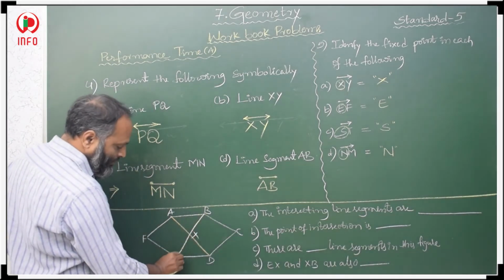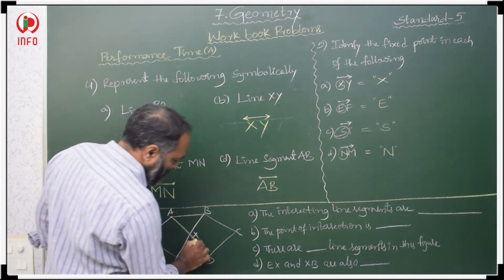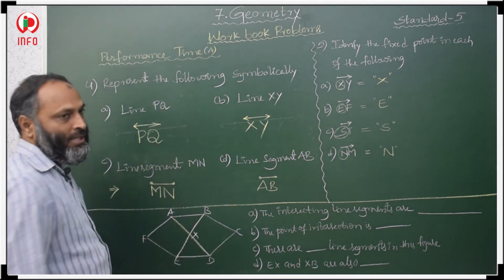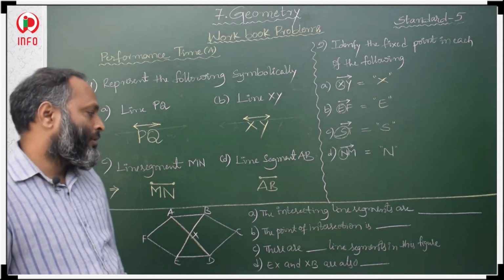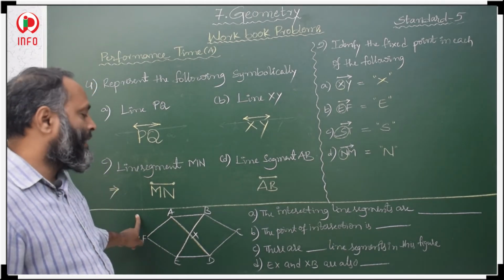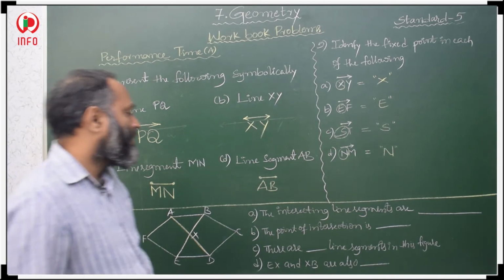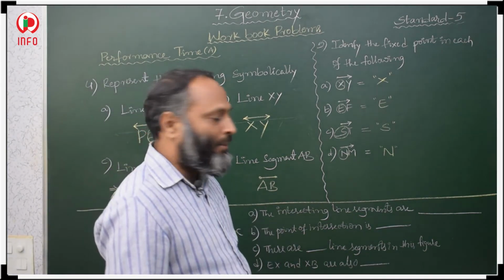Now the next question. One picture is given, A, B, C, D, E, F, this is a hexagon. How many sides do we have? Total 6 sides: 1, 2, 3, 4, 5, 6. A 6-sided polygon is a hexagon. On the basis of this hexagon, some blanks are asked.